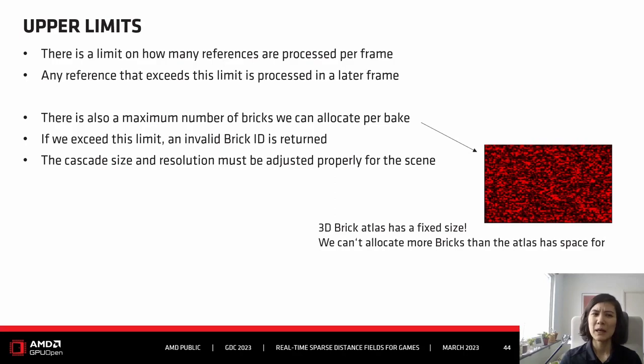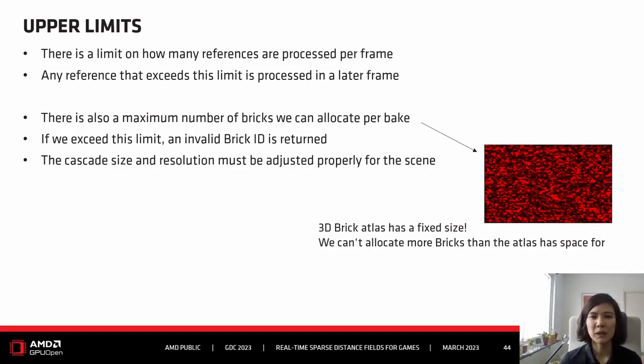Then we have some upper limits during the process. There is a limit on how many references are processed per frame. This limit can be changed, so it depends on the scene and also on the performance requirements. It's there to prevent the processing time from suddenly exploding. So you can say, okay, if we have more references, we just will do it in a later frame.